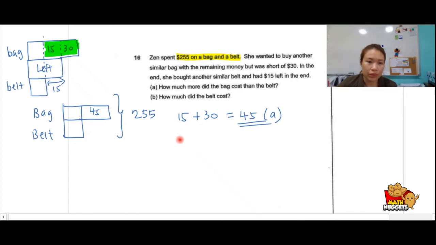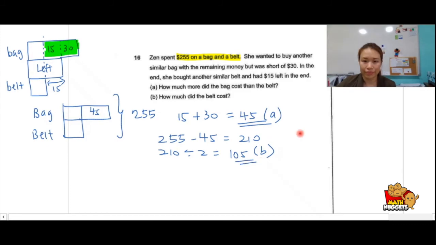Part B, how much did the belt cost? So we take 255 minus 45 is 210, and then we divide it by 2 to get 105. That's the answer for part B, the belt. So remember to write down your units. This is $45. This is $105.